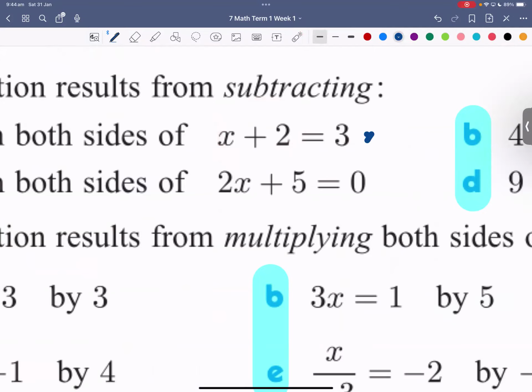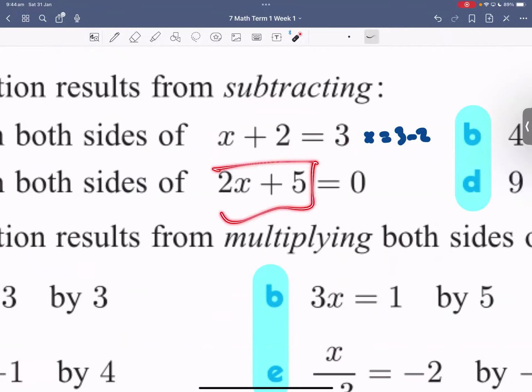Alrighty, so x, and when I subtract 2, it becomes 3 take 2. And they don't even want the answer. They just want to know what equation you get. That's actually the answer. They don't want to know what x is yet. They just want to know what happens if you subtract 2 from both sides.